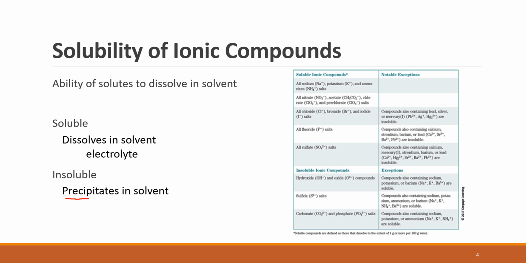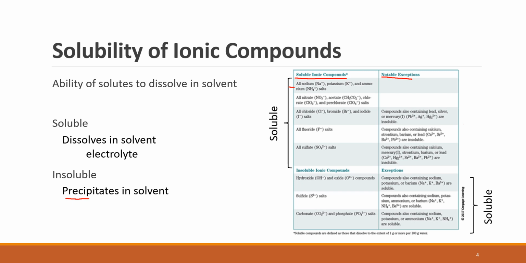So how do we use the table? The soluble sections are in the upper left-hand corner and the lower right-hand corner. How do you read this? You can see the title that says soluble ionic compounds. The first one indicates that all sodium, potassium, and ammonium containing compounds will be soluble, and there are no exceptions, because when we follow it over to the notable exception column, there are no exceptions listed.